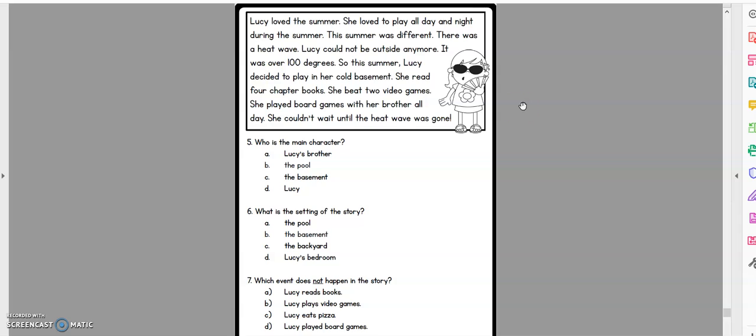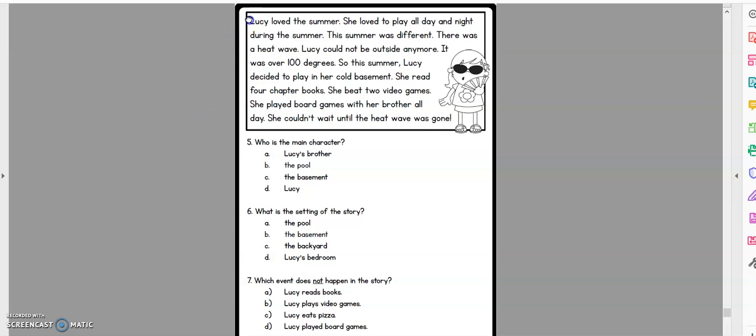All right, now let's try to answer these questions. If you've got a piece of paper, you can grab a pencil and paper and answer along with me, or you can do it inside your head. So my first question says, who is the main character? Remember, the main character is who the story is mostly going to be about. They have a big presence in the story.